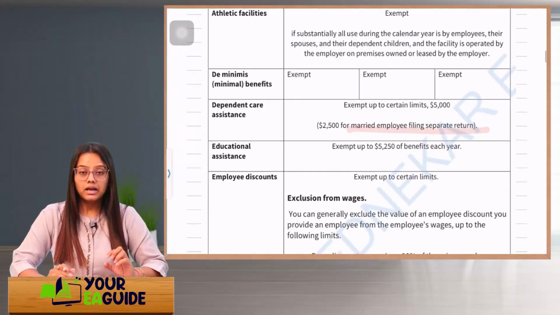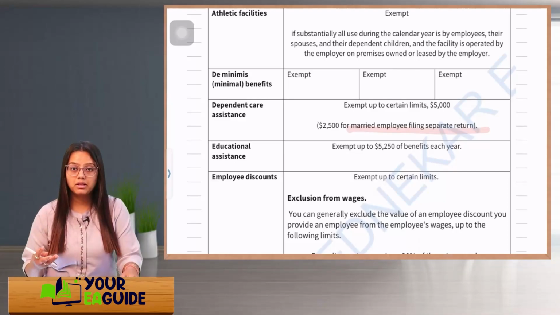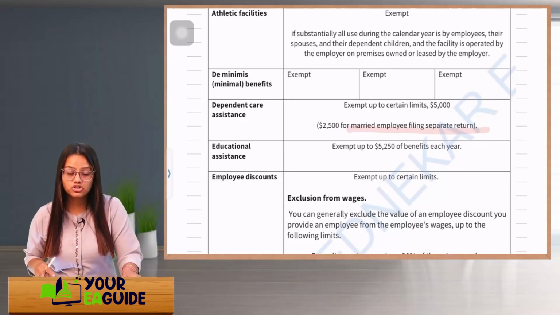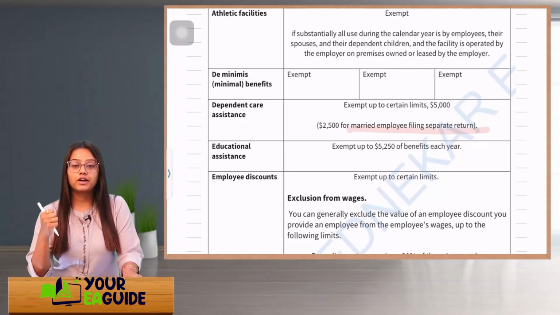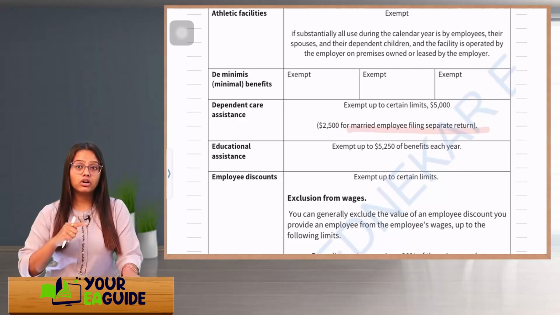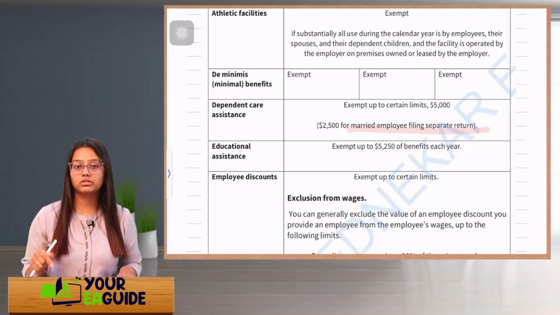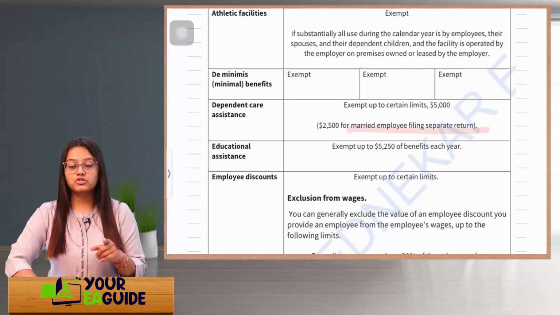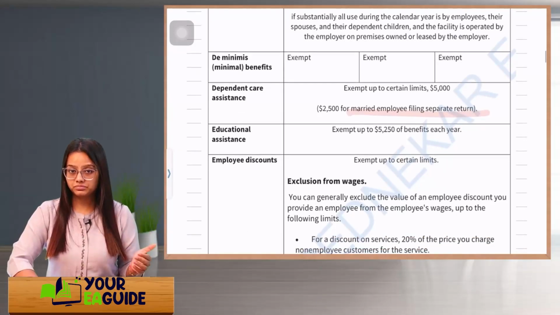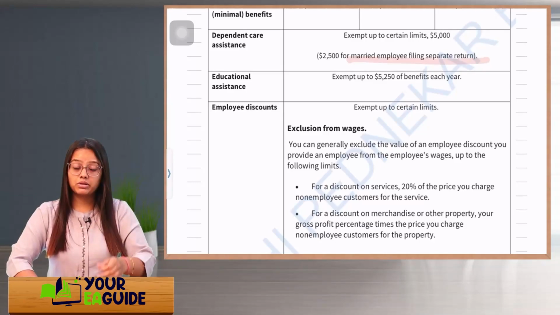Okay. Education assistance, same way, for example, my employer is going to provide me CPA sponsorship, right? So up to $5,250, if they are paying for my education, I'm not going to pay federal income tax, Medicare, Social Security or FUTA SUTA on that. Okay, up to 5,250, this benefit is each year. Employee discount, exempt up to certain limit, exclusion from the wages.